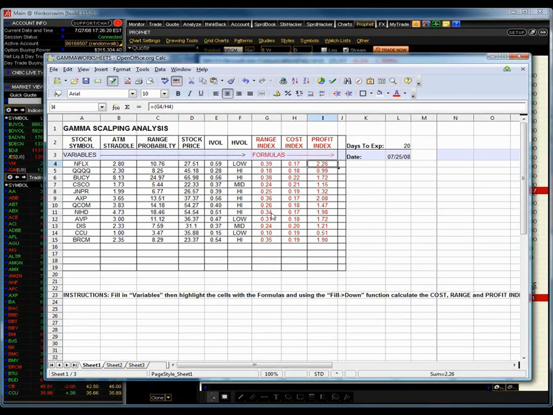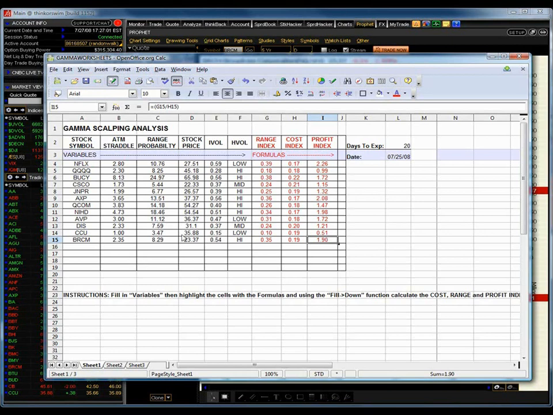We want the range as high as possible. We want the cost as low as possible, and that gives us a profit index. Now, if we take a look at our profit index after all of the issues that we've put into our spreadsheet here, we notice that Netflix has the highest profit index, followed by American Express, followed by BRCM. On the low end of the scale, we have the Qs, which only has a 0.99 profit index. And at the very lowest end is our Clear Channel Communications profit index at 0.51.